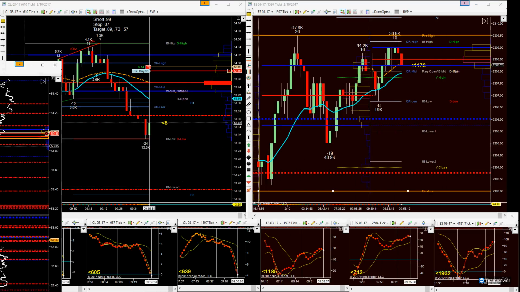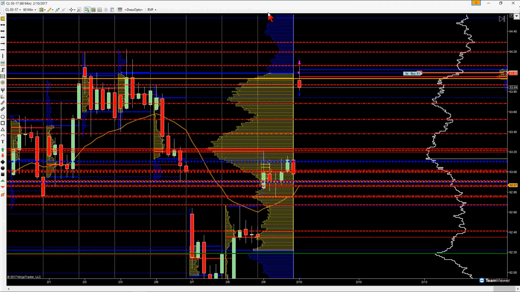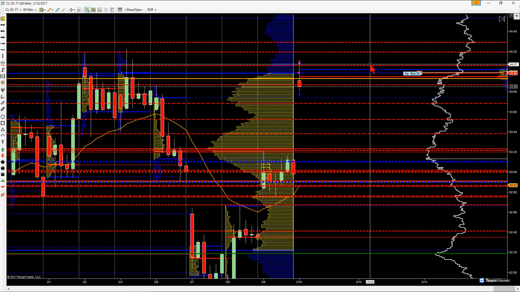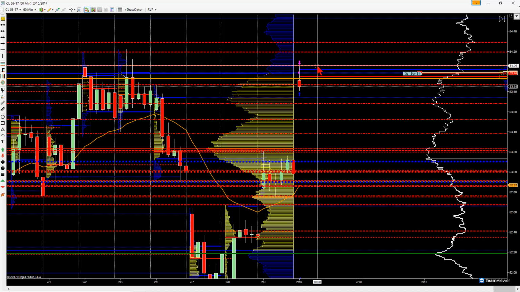Did we see that swing on the other chart? Or is that not on there? That is not on there. Hey, you know what? That worked out really, really well that we took it when we did. It's probably because this is a ray. Yeah, okay. Let me fix this.